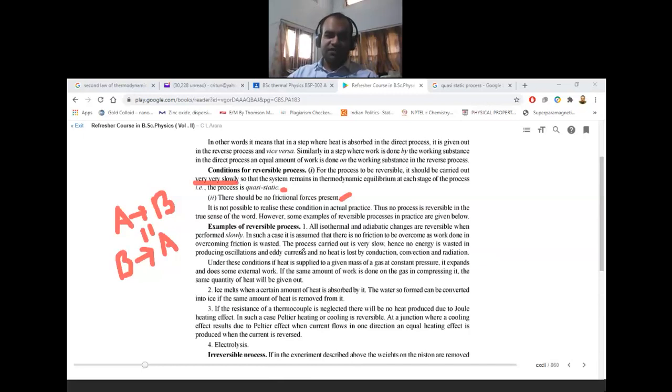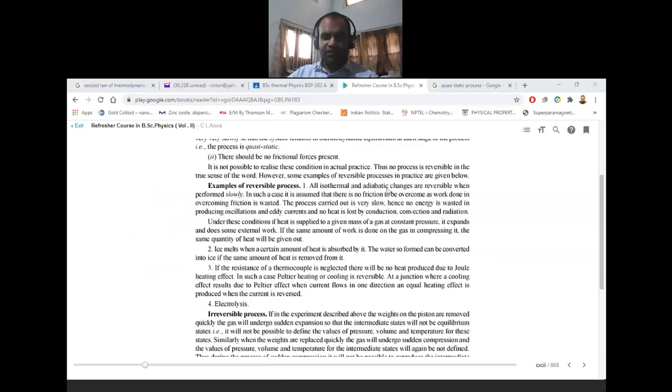Okay, so some examples of reversible processes are given. Reversible processes are actually very difficult to observe, but still we have some examples. All isothermal and adiabatic changes are reversible when performed slowly. In such a case, there is no friction. It is assumed that there is no friction to be overcome, as work done in overcoming friction is wasted.